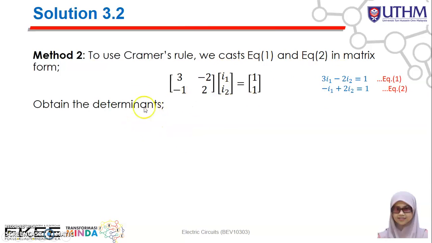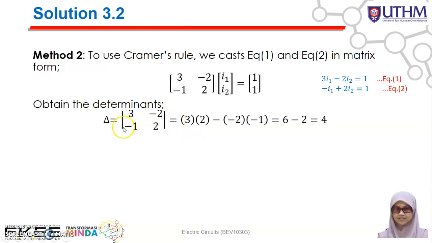Okay, so how to use the Cramer rule? So first of all, we need to obtain the determinant. Okay, so how to obtain the determinant? So you just get this value 3, -2, -1 and 2. So the determinant is given by 3 multiplied with 2 minus -1 multiplied with -2. So 3 multiplied with 2 is 6 minus -1 multiplied with -2 is 2. So 6 minus 2 is equal to 4. So this is the determinant.